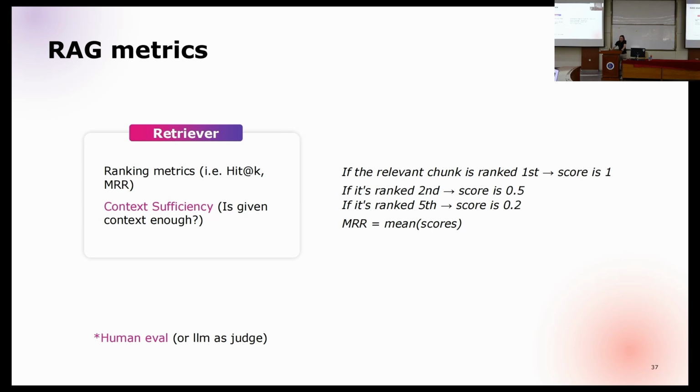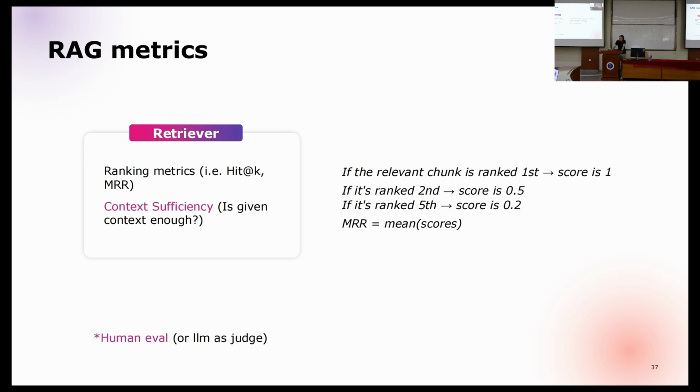When we speak about retrieval-augmented generation, we want to be sure that the whole context, all the retrieved chunks, are sufficient to generate the output. We speak about so-called context sufficiency, and this is a higher level metric. It's hard to calculate such a metric automatically or mathematically, we need to do human evaluation. We just need humans to evaluate such metrics. Or we can use LLM as judge.